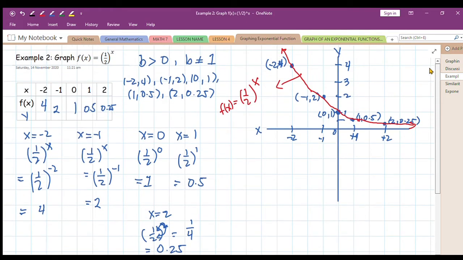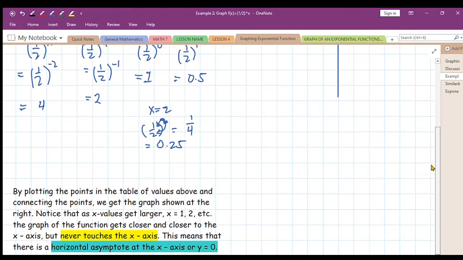This graph is what we are referring to. Notice that as x values get larger, we have x equal to 1, 2, 3, etc. The graph of the function gets closer and closer to the x-axis, but it will never touch the x-axis. This means that there is a horizontal asymptote at the x-axis, or y is equal to 0.